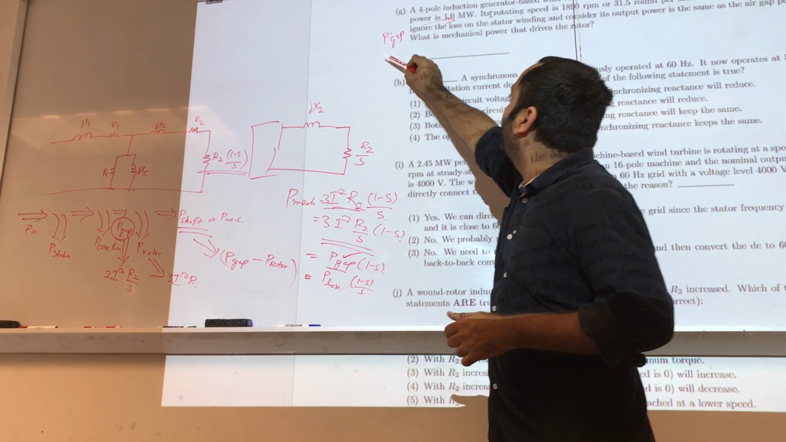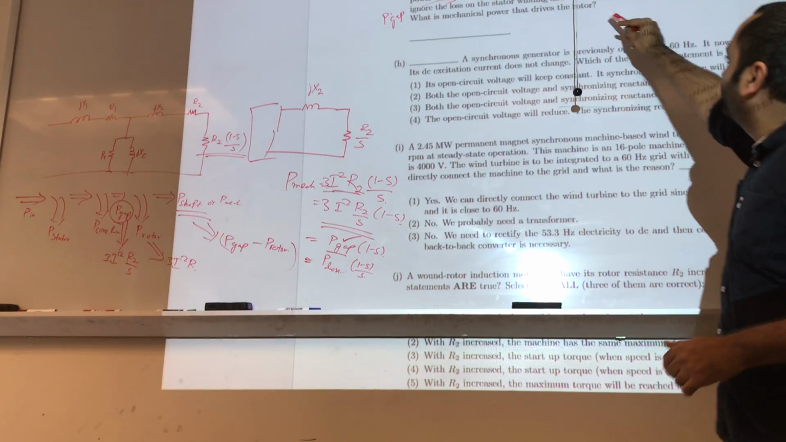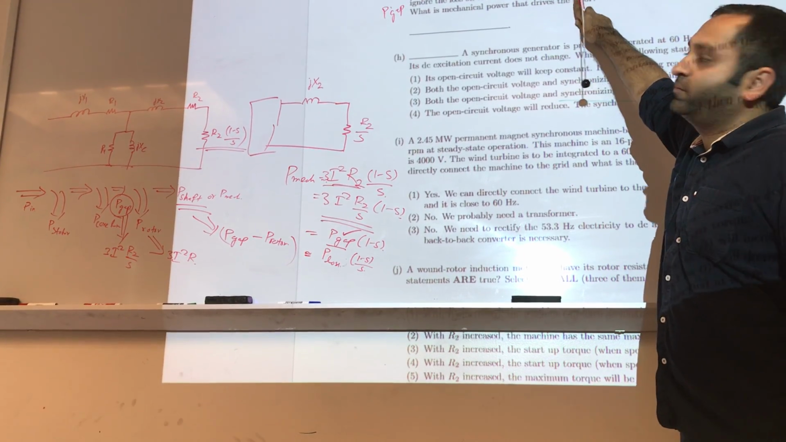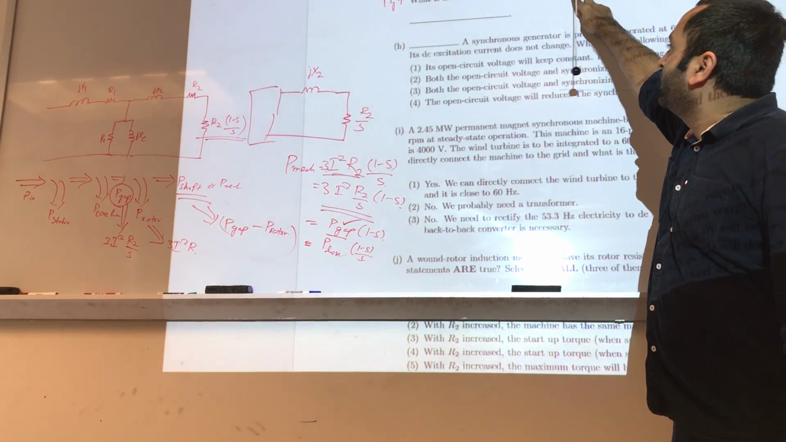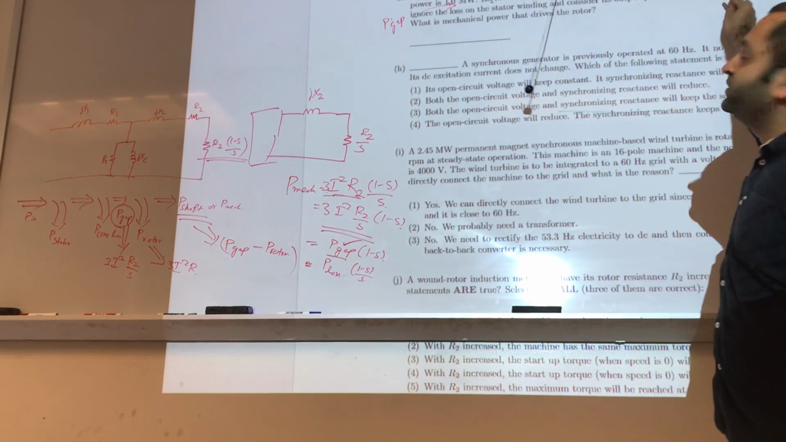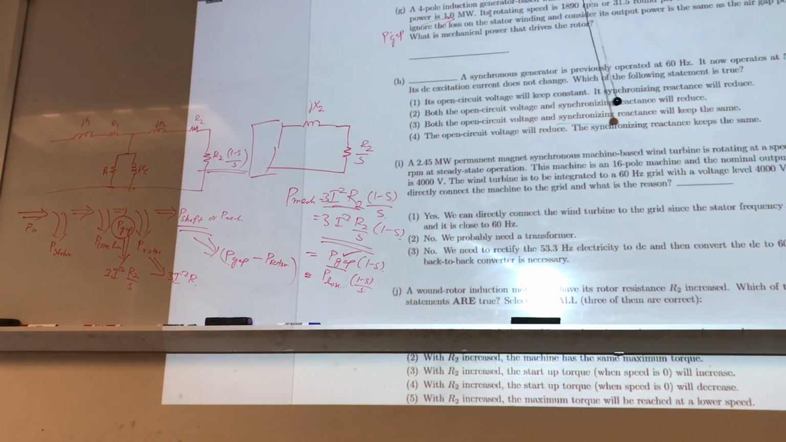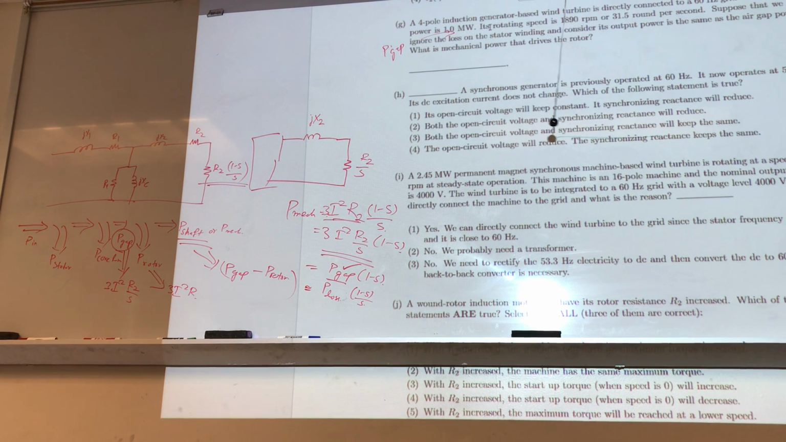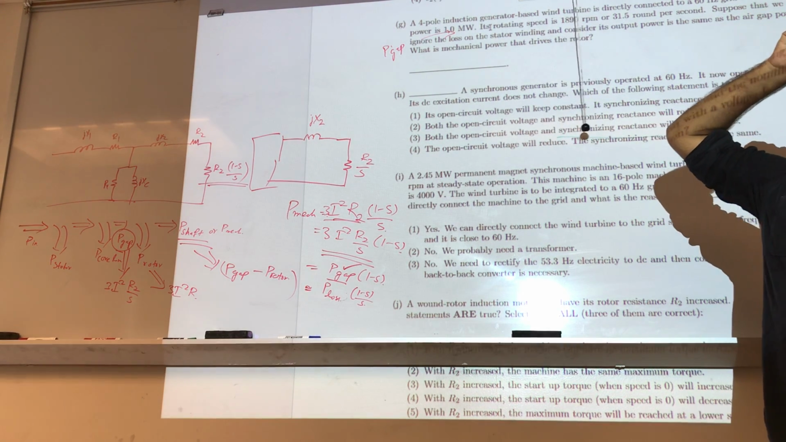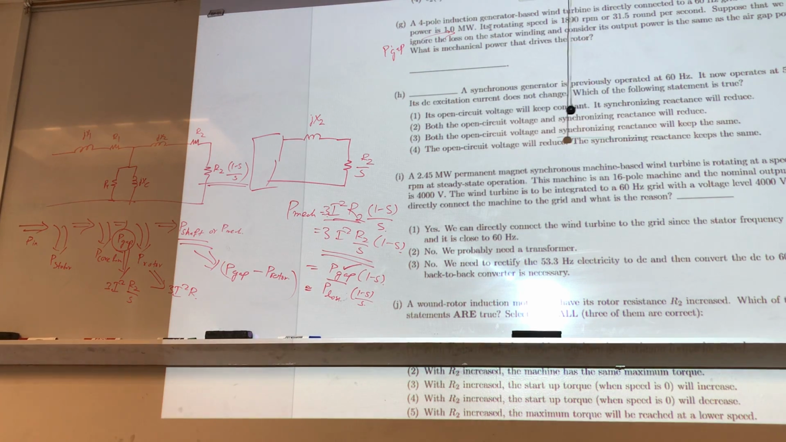So you have P gap here, and it's given that the induction machine is rotating at a speed of 1890, and it's a 4-pole 60 Hz induction machine. So you can find the slip from there, right? So how do you know which one is P gap and which one is P out, and when it's P out? P out is always P gap. The output power is always P gap.